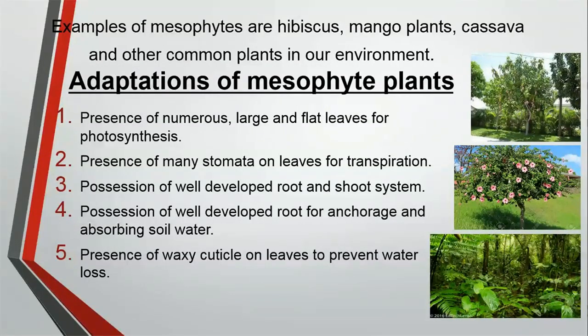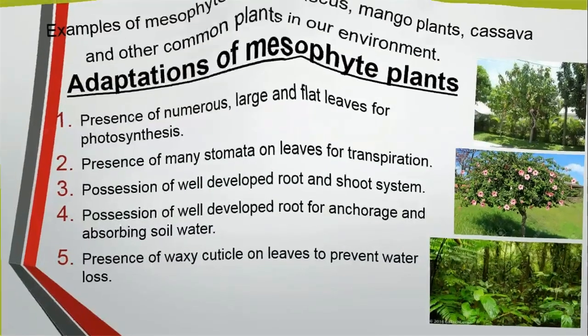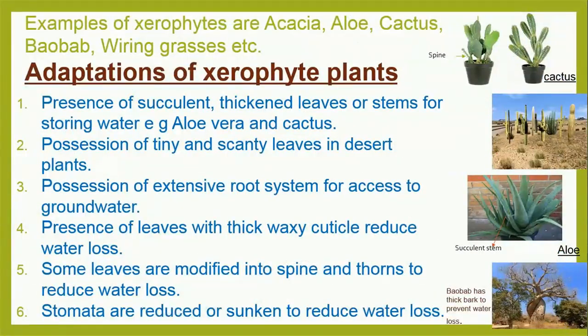Then number five, presence of waxy cuticle on leaves to prevent water loss. These are some examples of mesophyte plants in our environment. Examples of xerophytes are cassia, aloe vera, cactus, baobab, wiry grasses, and so on. These are plants that can survive in deserts where there is little or no water. Let's look at some adaptations or adaptive features of xerophyte plants.